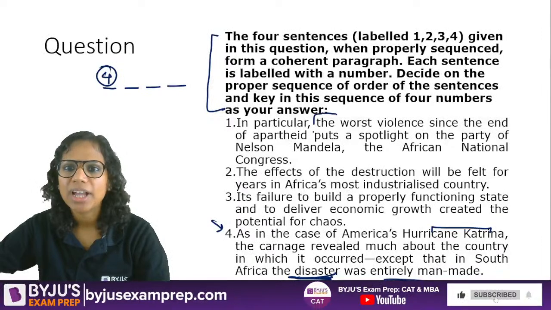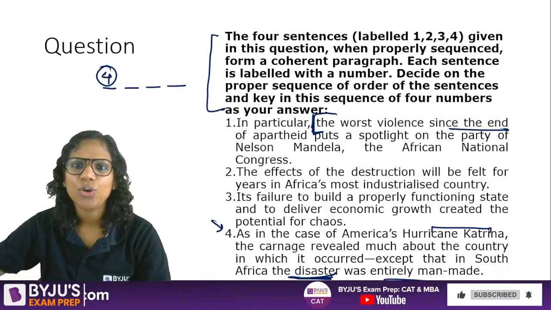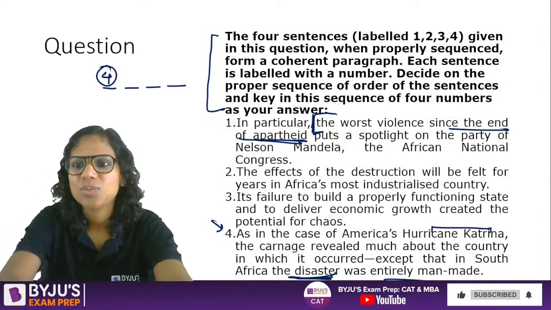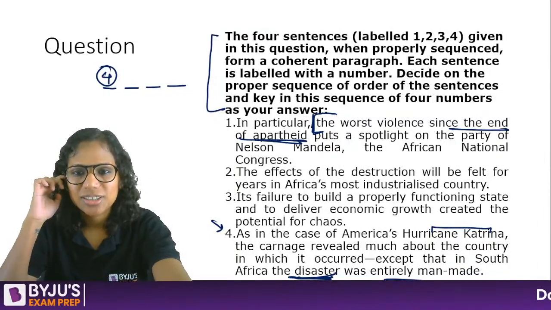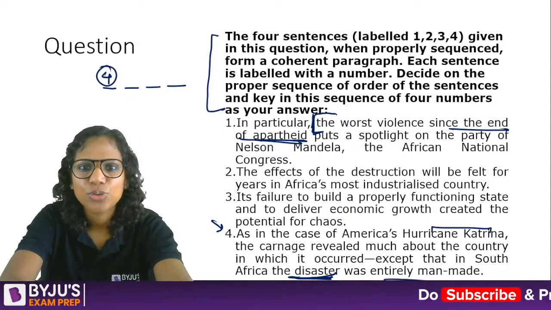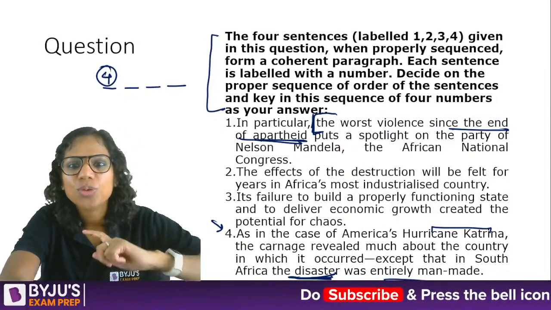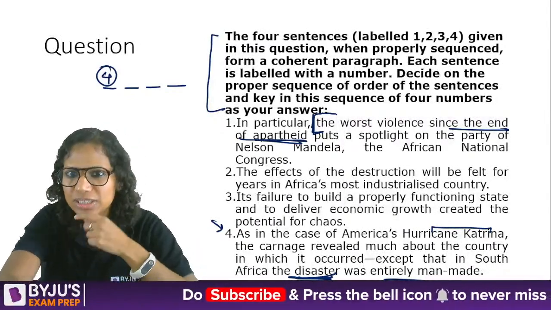The worst violence since the end of apartheid. So I was actually waiting for one of you to give me 4-1 as the mandatory pair. One of you gave it, right?